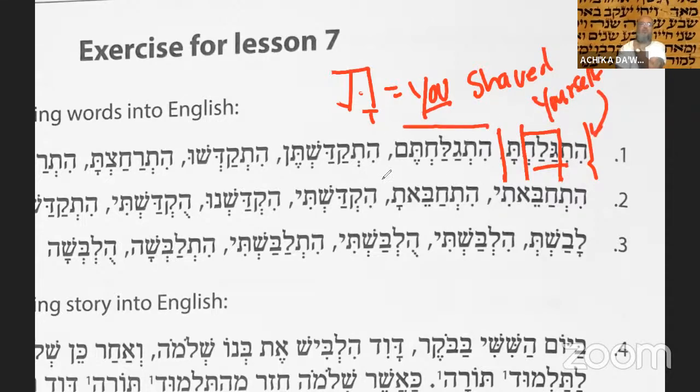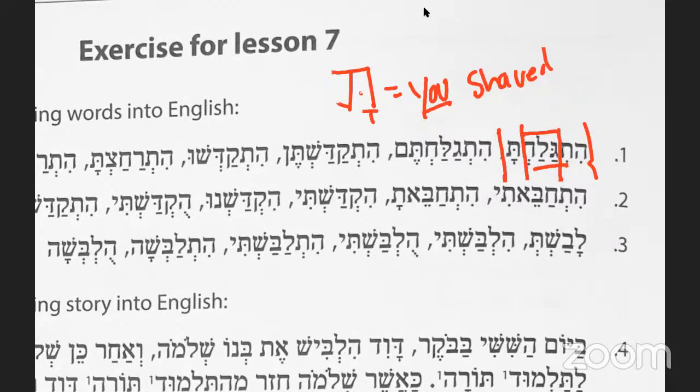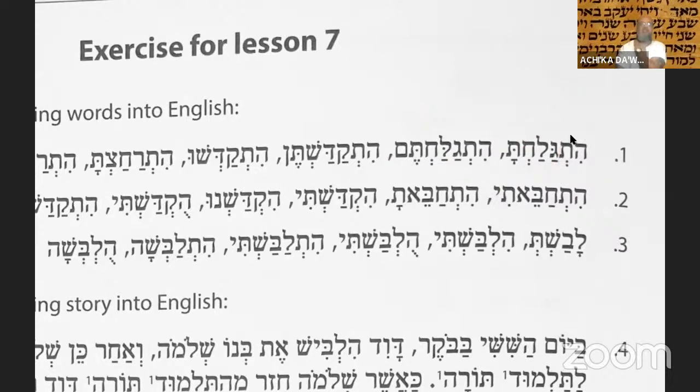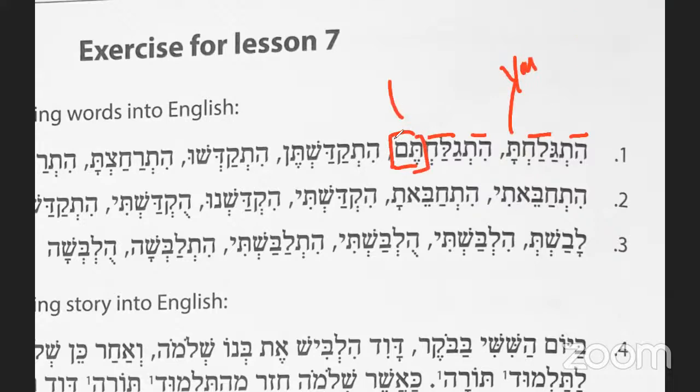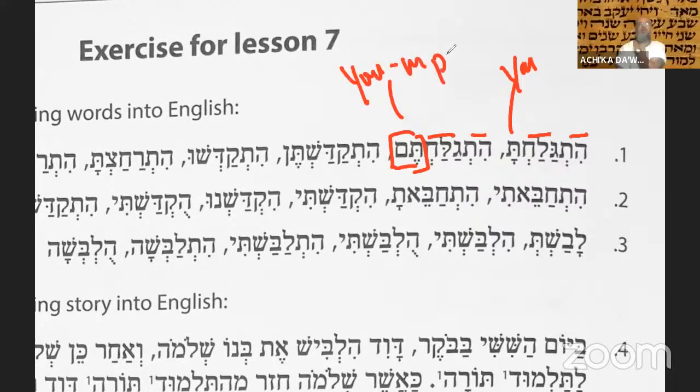Okay, this one right here. Hith galaktem. It's exactly the same letters as the hith right here. The galak is right here, same as that. And this is a ta, meaning you. And then you got another piece to the puzzle. Tem. What does tem represent? You masculine plural. Thank you. So when you say you shaved yourselves, plural, you're talking to men.